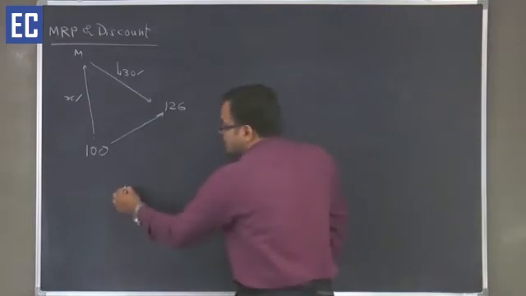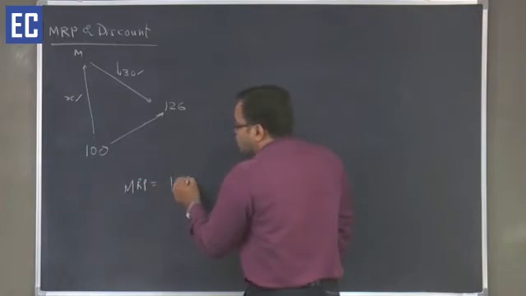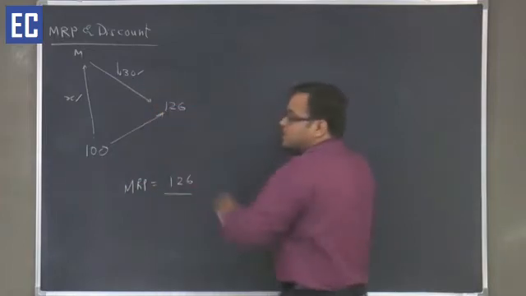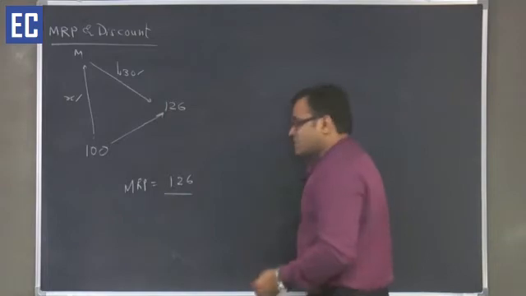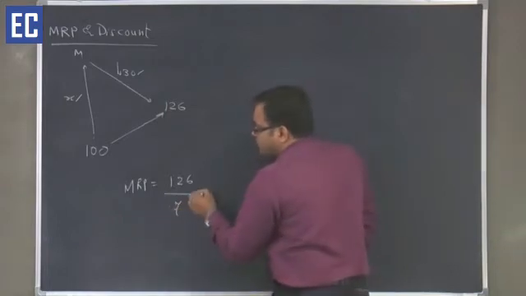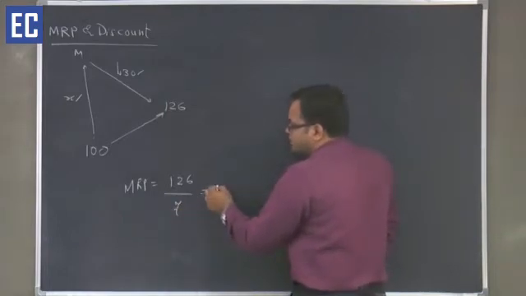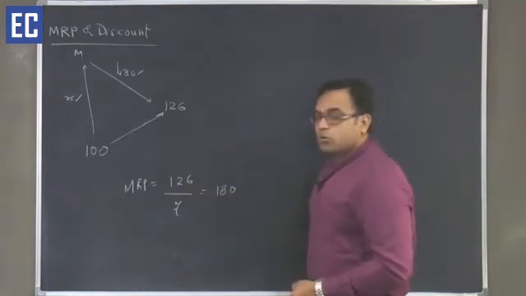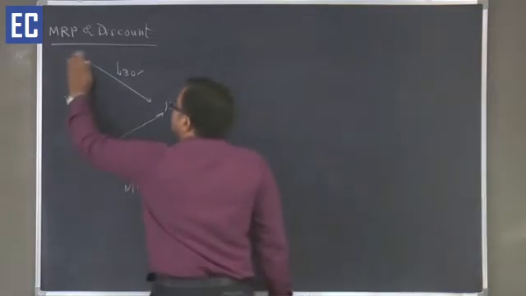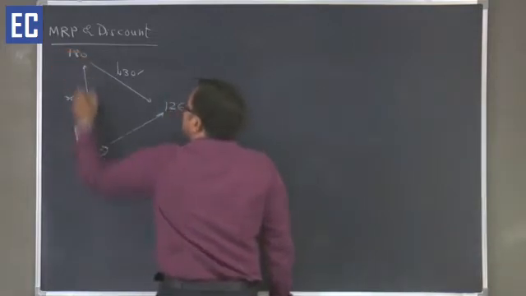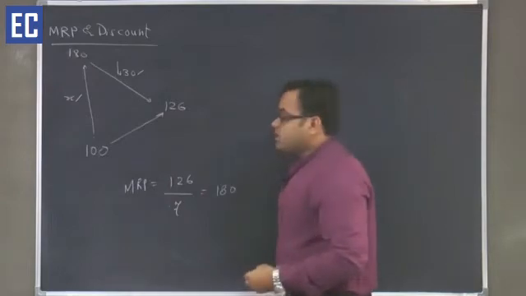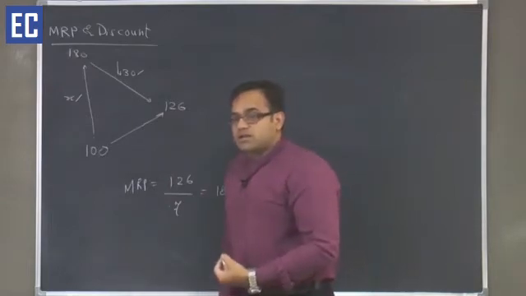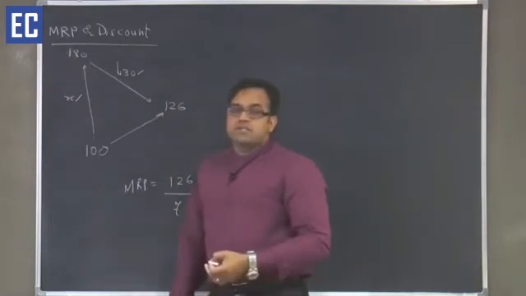So from there I can say that MRP is equal to 126 divided by 0.7, as a 30% discount leaves 0.7. So divided by 0.7, this is equal to 180 rupees. 7 into 18 is 126. So from here the MRP is rupees 180. If the MRP is rupees 180, and the cost price was rupees 100, very clearly the markup is 80%.